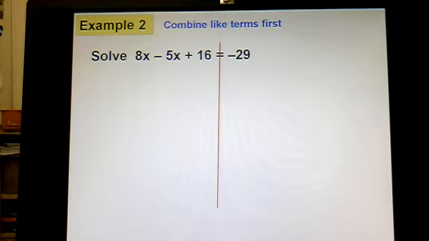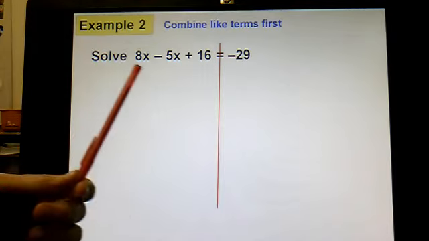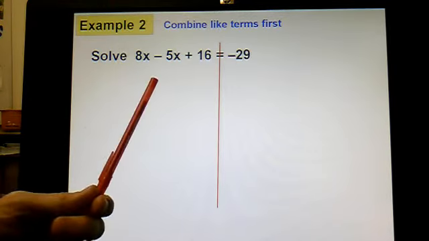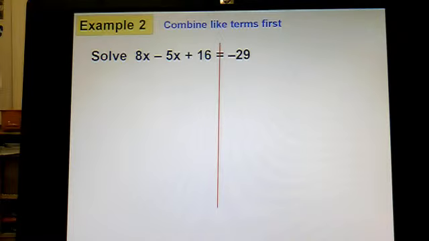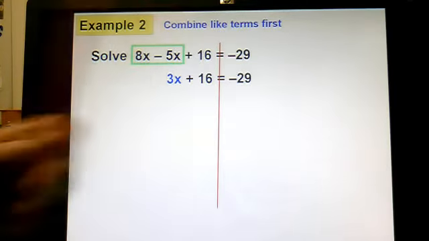Second one, you don't have to do it in this order. You could subtract 16 on both sides first. But oftentimes if you see like terms, combine them. So 8x minus 5x is 3x. It just allows you to have fewer things to look at. So now you've only got 1, 2, 3 items to be concerned with as opposed to 1, 2, 3, 4 terms on there.